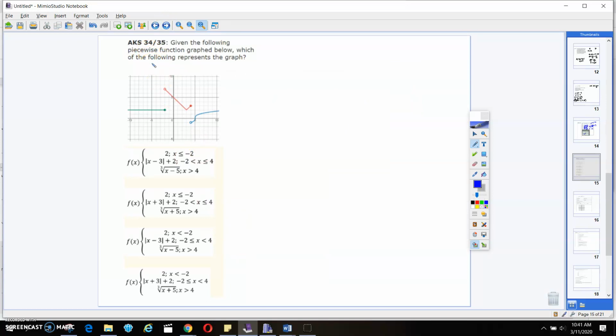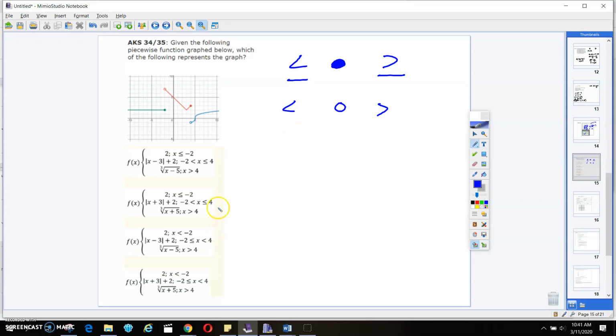So on level 2, it says, given the following piecewise function, which of the following represents the graph? Here's the quick, easy way to recognize this. They're going to have one question on your interim like this. The first thing you want to do is know the difference between a shaded circle, which is going to be either greater than or less than or equal to symbols, or an open circle, which is going to have no line underneath.